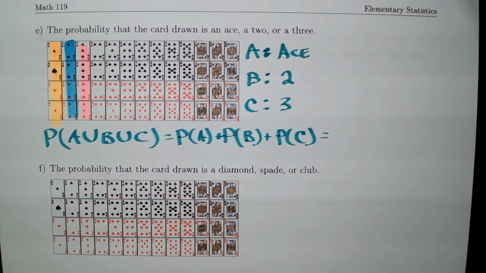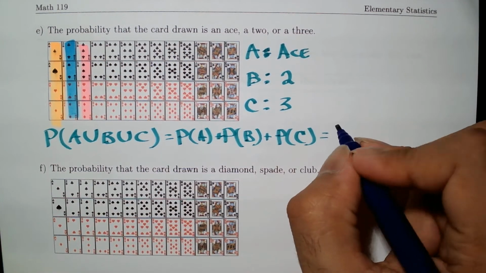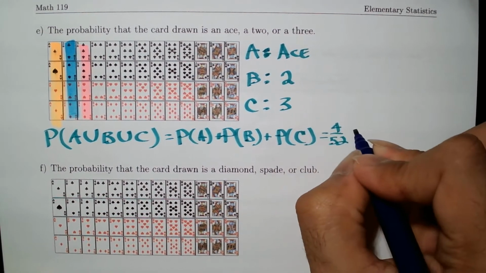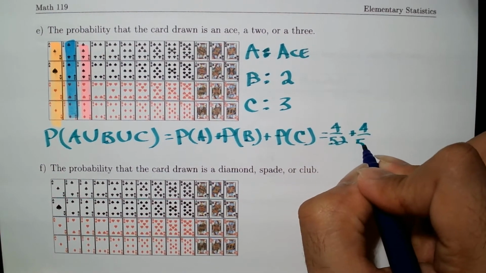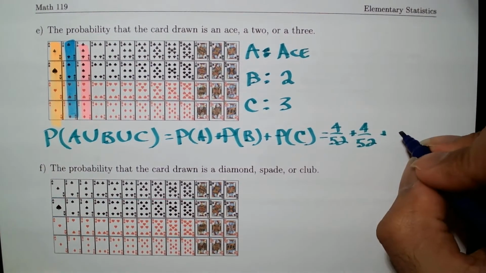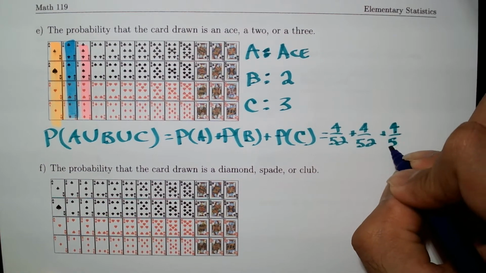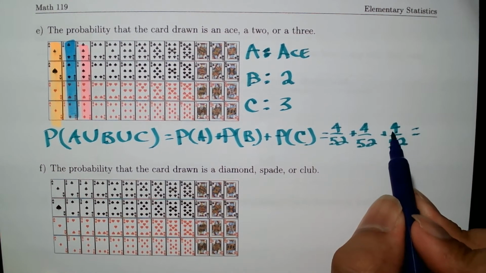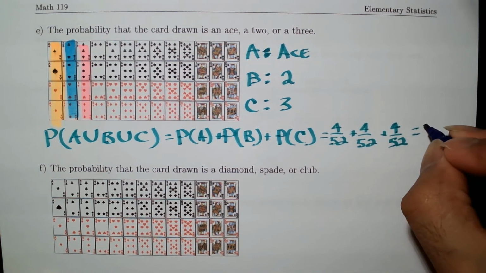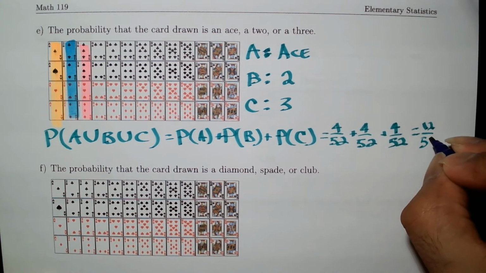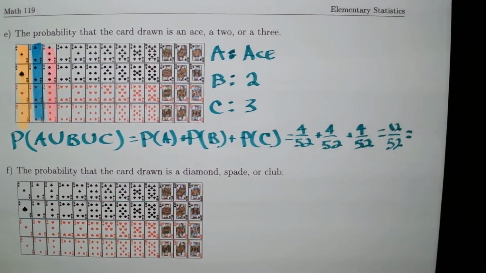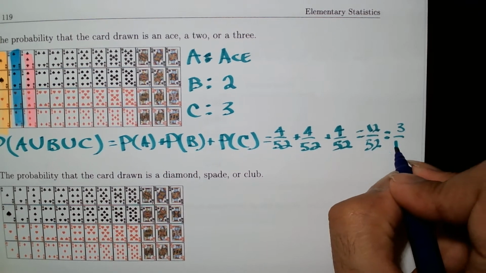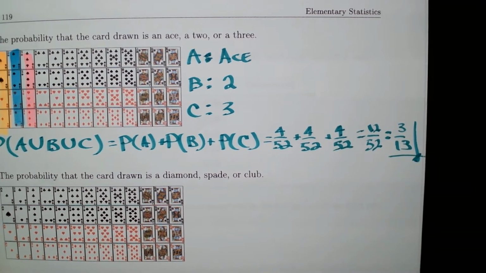And all we do is going to be 4 out of 52. Probability of event B, it's going to be 4 out of 52. Probability of C, also 4 out of 52. If we add this together, we should get 4 times 3, that's 12 out of 52, which reduces to 3 out of 13. Okay.